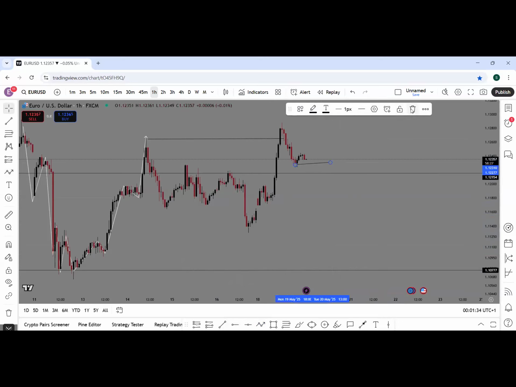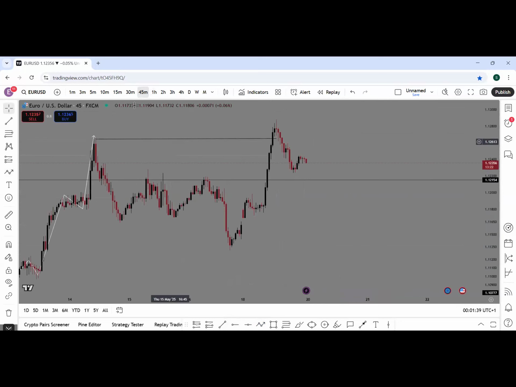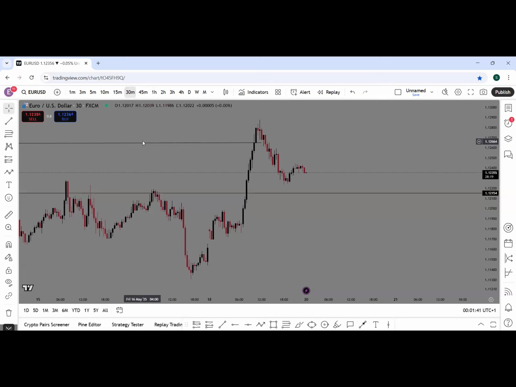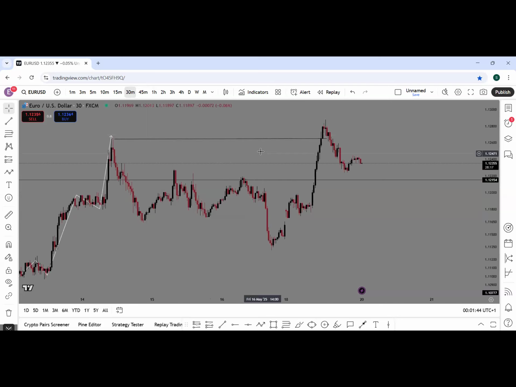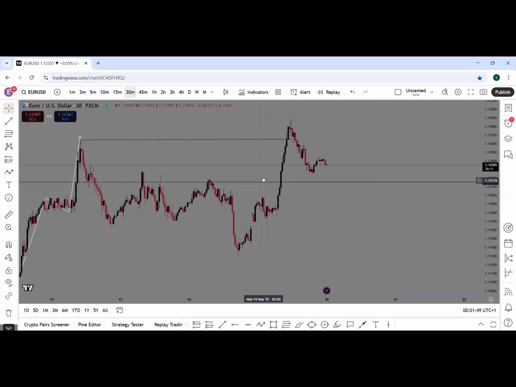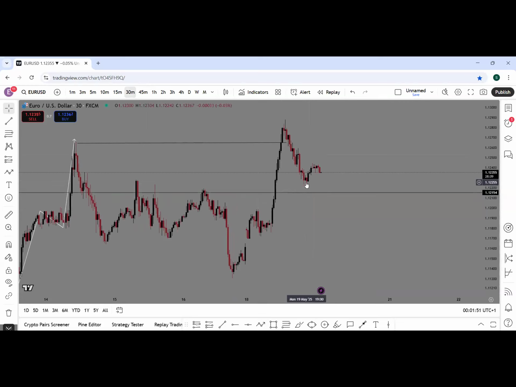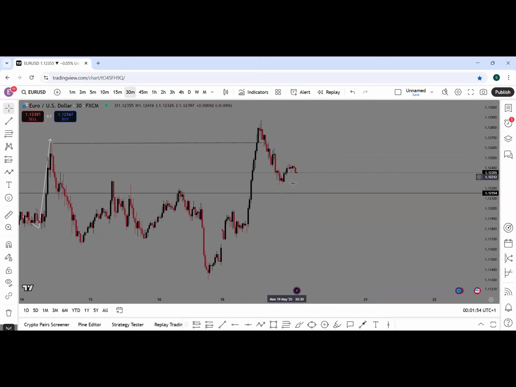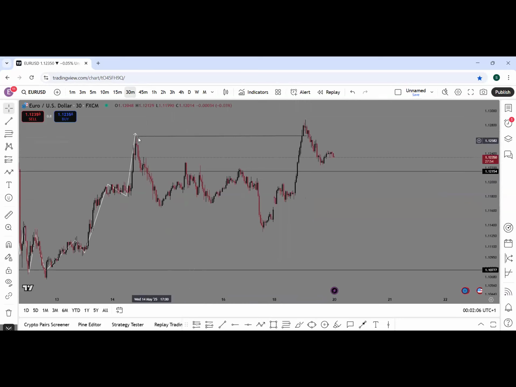For me to pick this level for a possible buy, I'll go to my 45 minutes again and see. It's unmitigated as well, and it's the one closest to the inducement. So this zone is also valid. This is the closest zone to the inducement, so it's valid for a buy. This zone is valid as well for a buy. That's that about the directional bias.